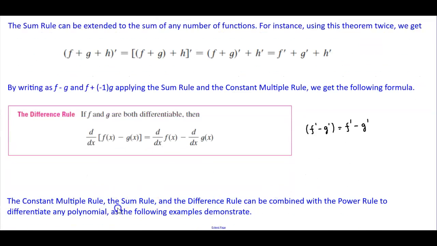So the constant multiple rule, the sum rule, and the difference rule can be combined with the power rule to differentiate any polynomial. So we can see that in our future examples.